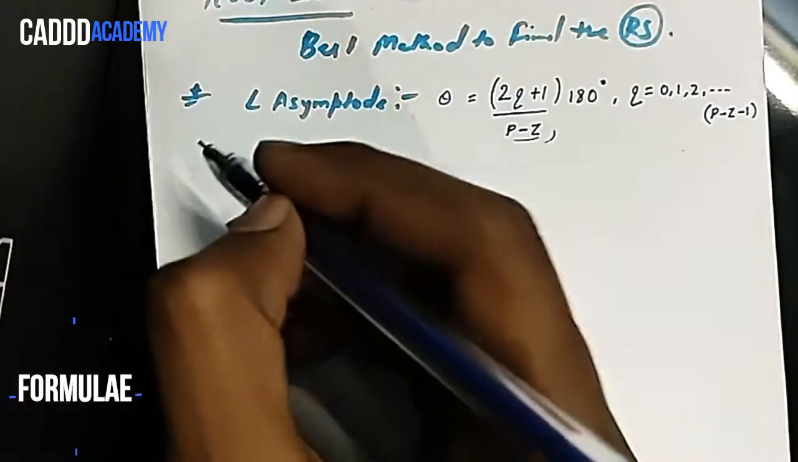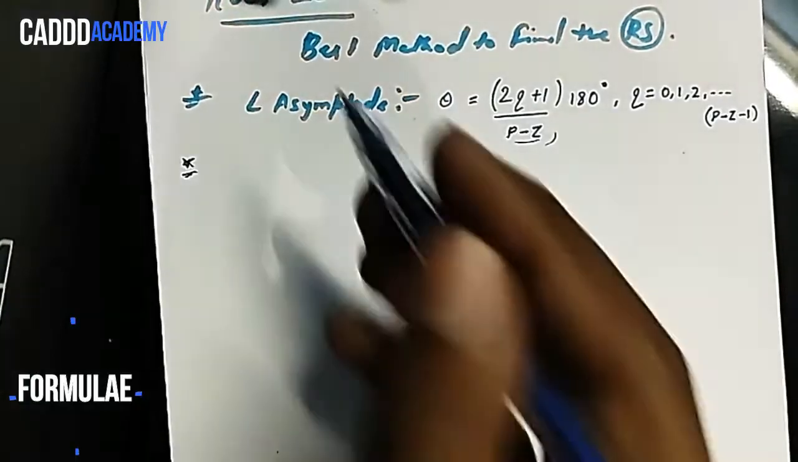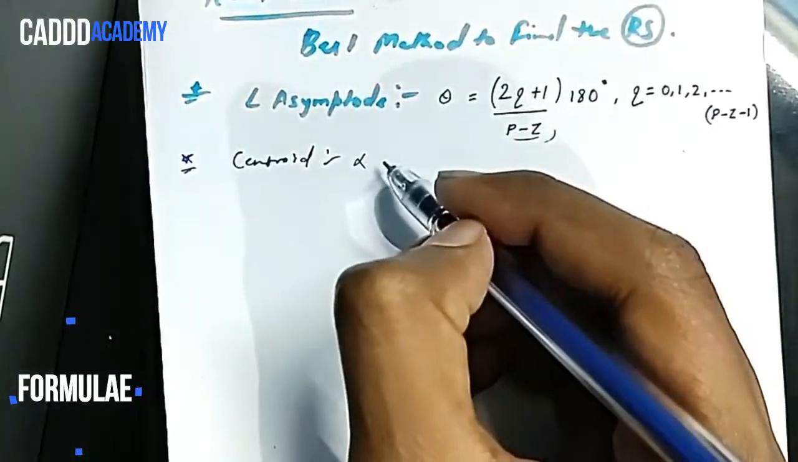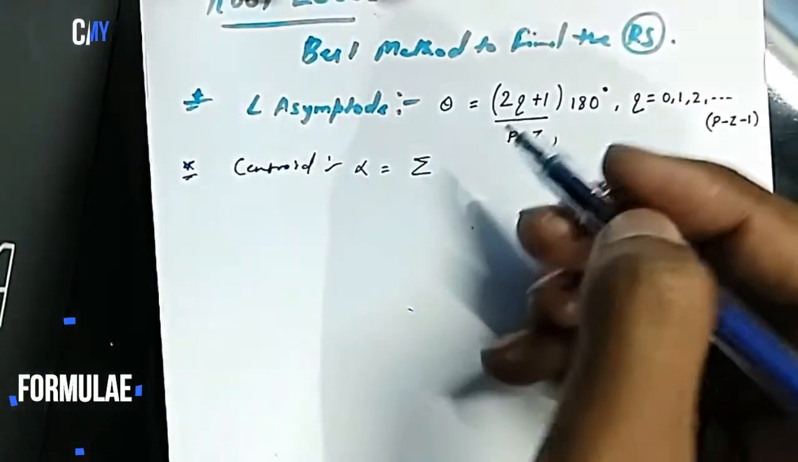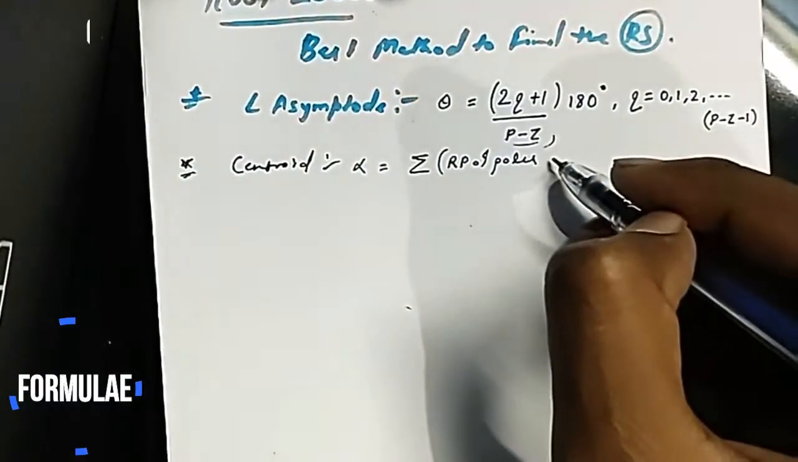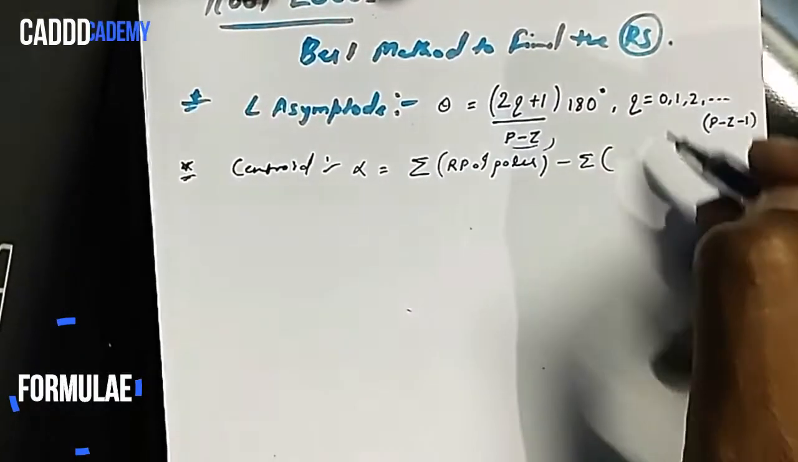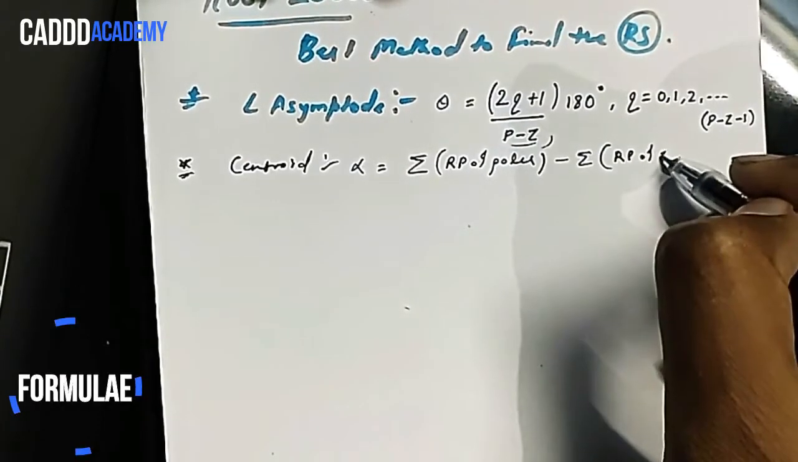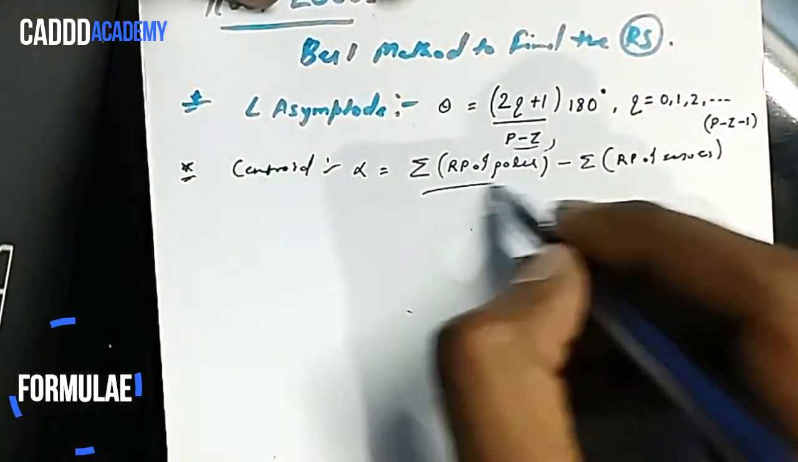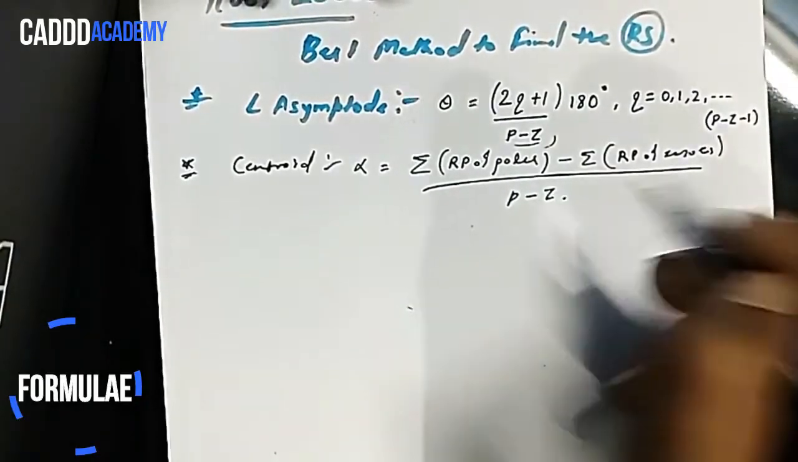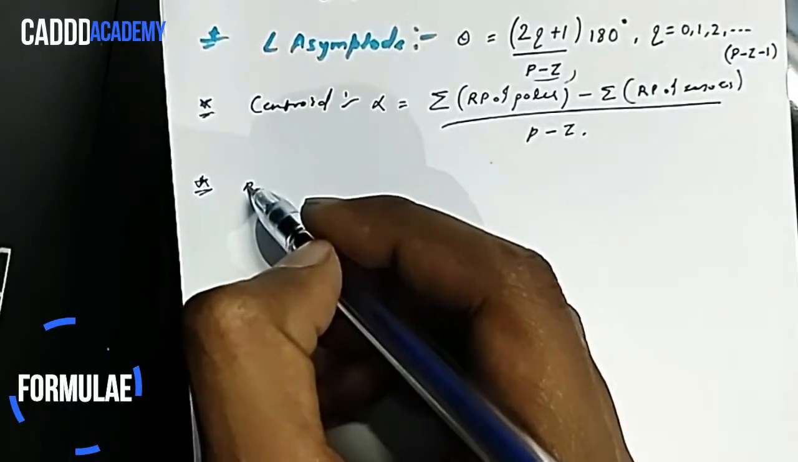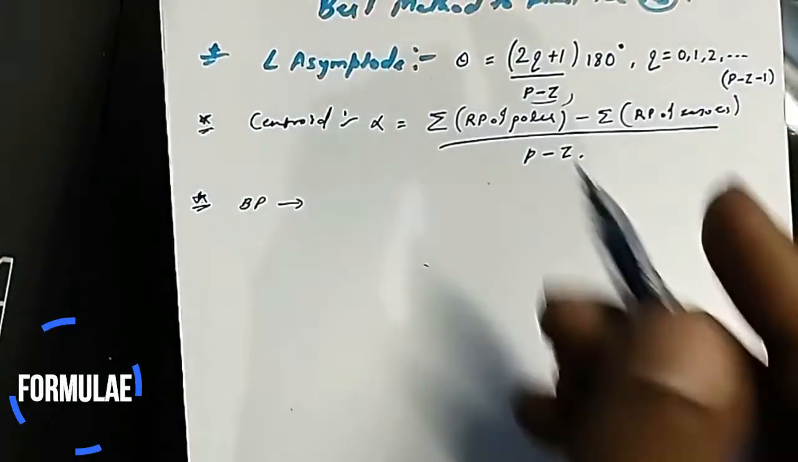And the second thing we calculate is the centroid, which is alpha, and that is the sum of real part of poles minus real part of zeros divided by number of poles minus number of zeros in the system. We will understand all these formulas by drawing the root locus diagram. There it will be more clear to you.